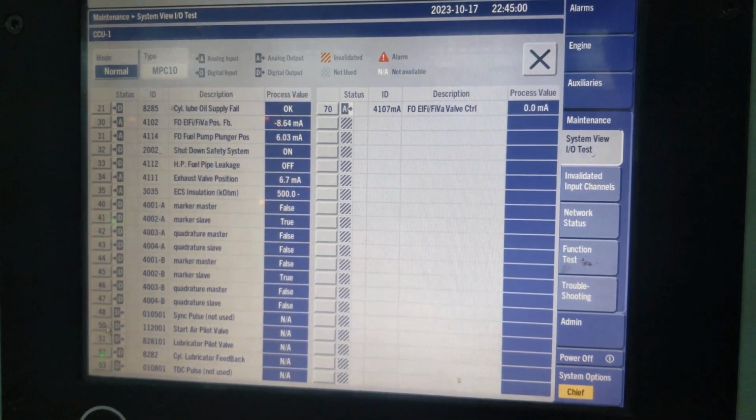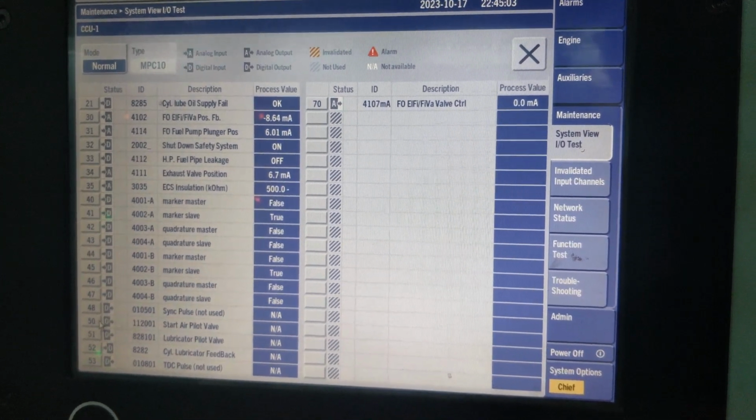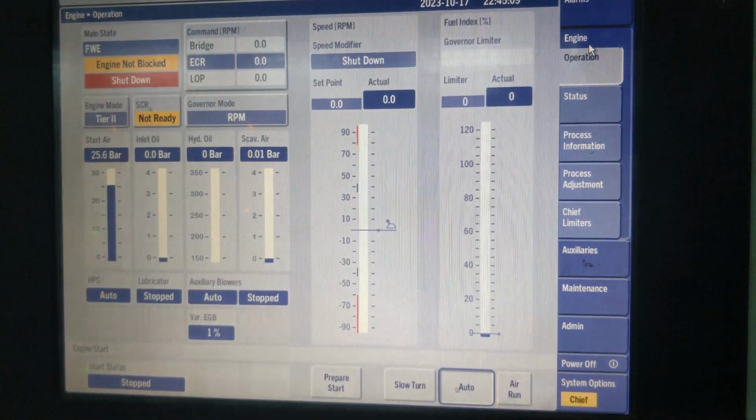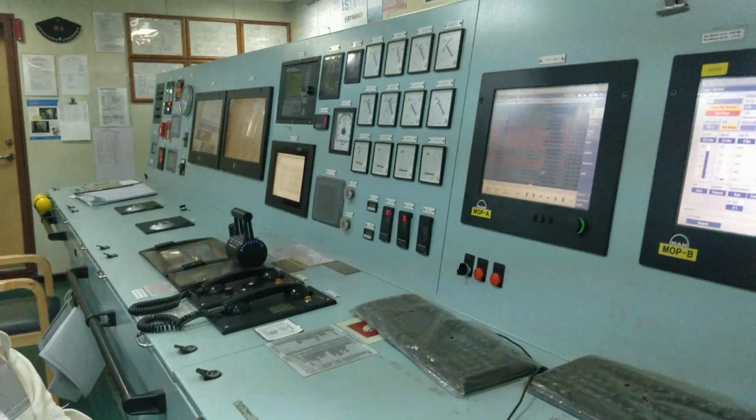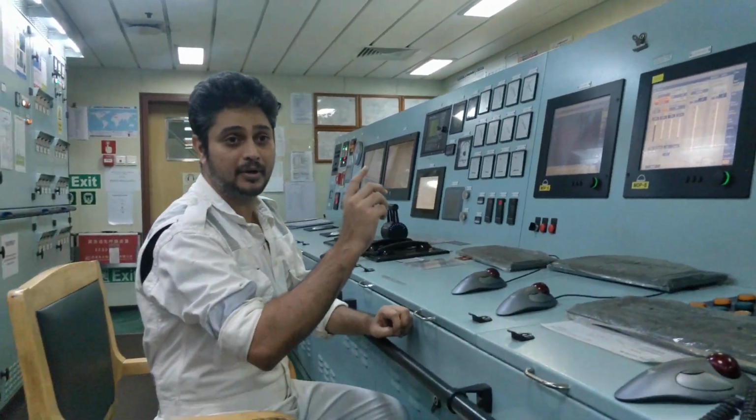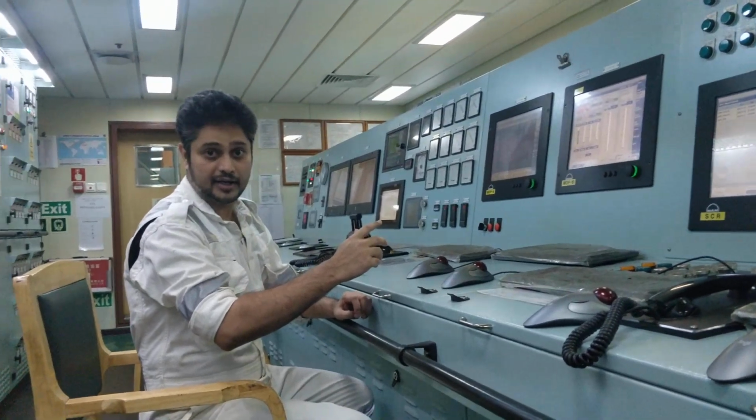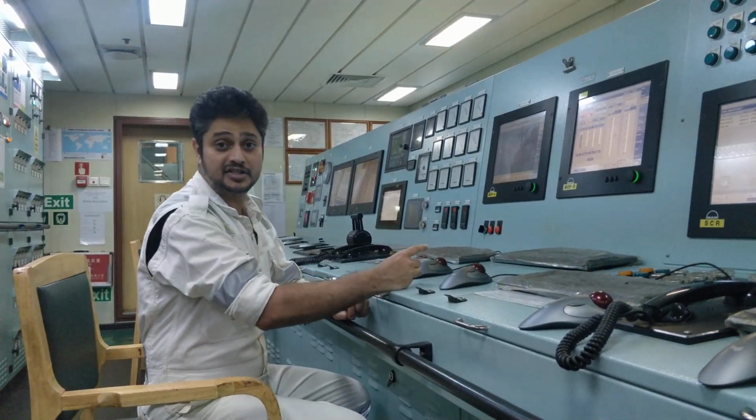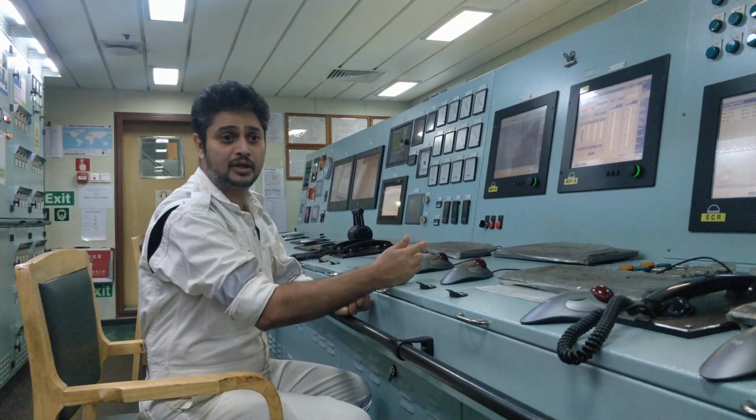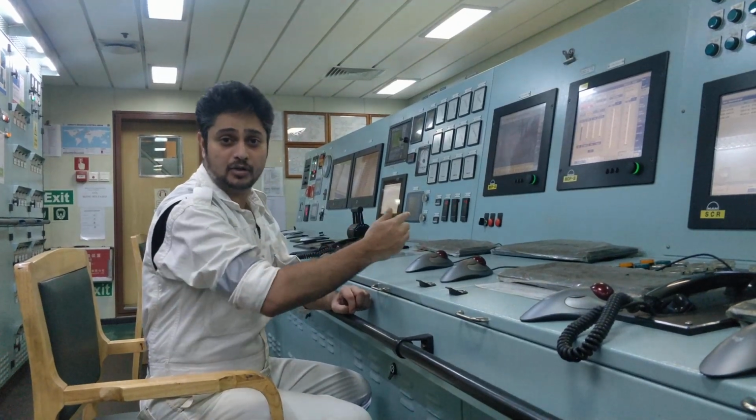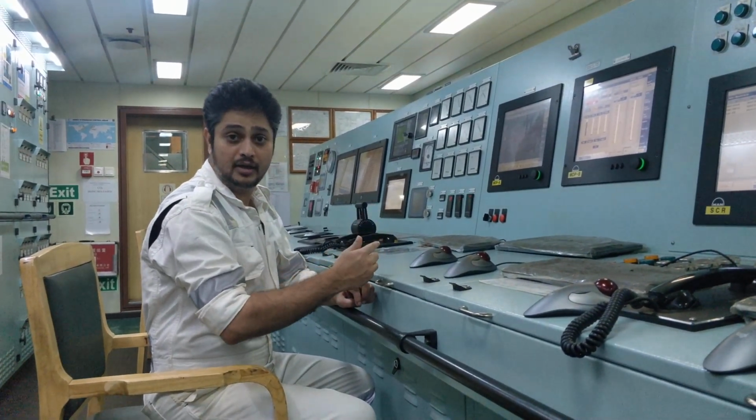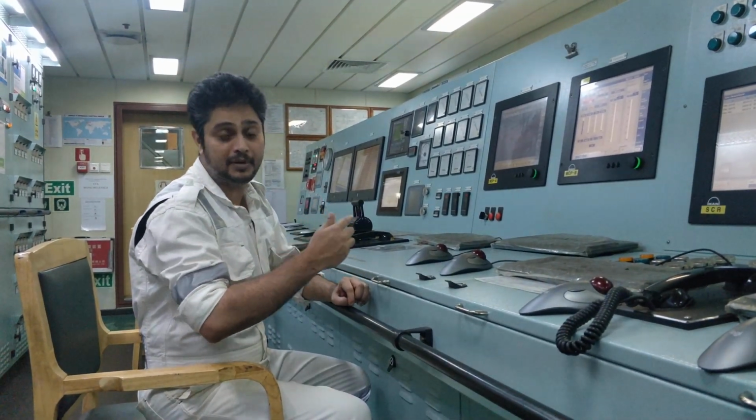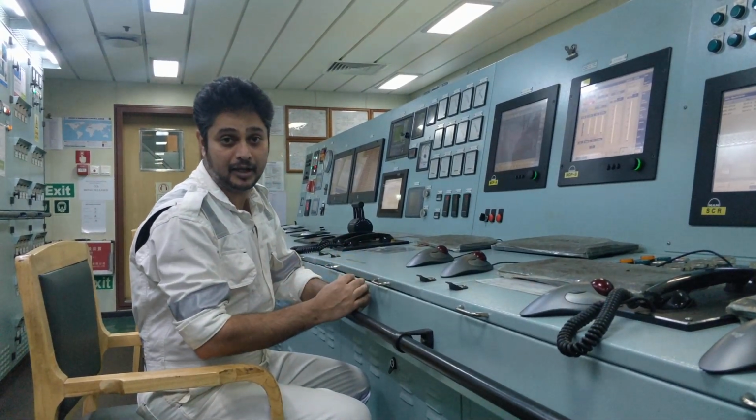You can see here channel 50, starting air pilot valve, and here you have a voltage signal going to energize the solenoid. This voltage signal is an on-off signal, guys, because you just need to open the starting air valve as per the timing, and then it closes. So this is a digital signal. But in the case of fuel, you need a variation in the amount of fuel injected, so you will have an analog signal where the output is in milliamps, as you can see in my previous video on how the fuel control is happening.